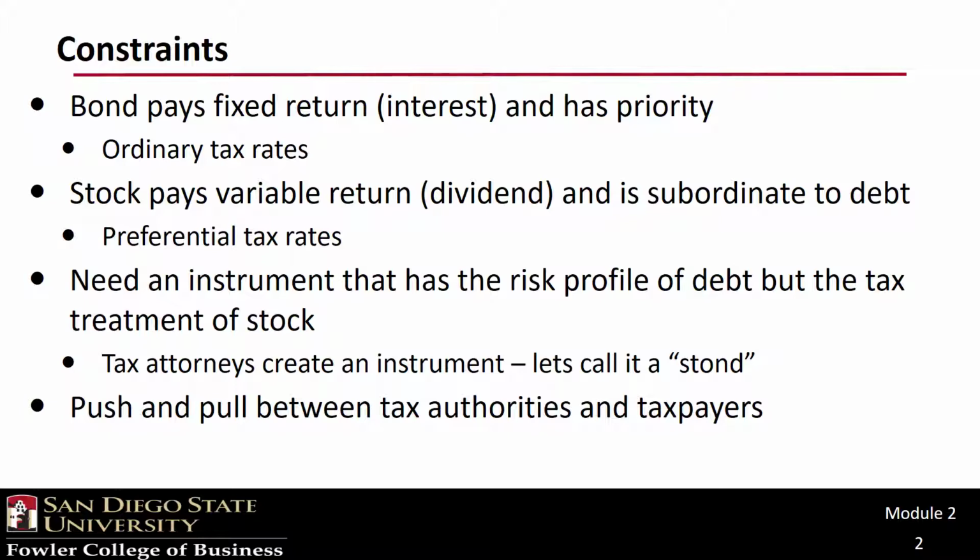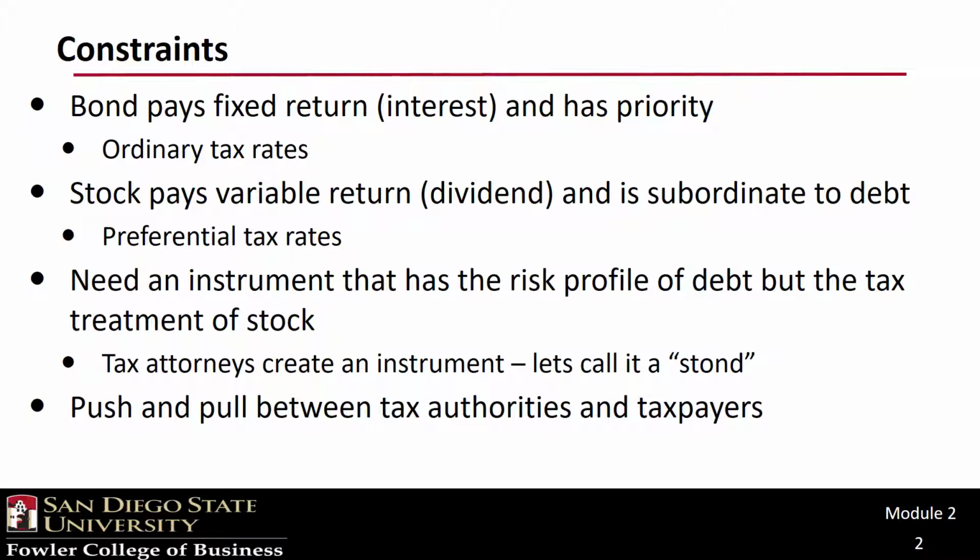Obviously, what an investor would really like to find is an investment that has the fixed payment stream of a bond, but also enjoys the preferential tax treatment of a stock investment. So this is not a surprise to anyone. So let's say some really smart attorneys get together and they create something called the STOND, which is a totally fake name, by the way. But let's consider that this is some new form of ownership that provides rights to a fixed payment, but would be treated as a dividend under the tax law.